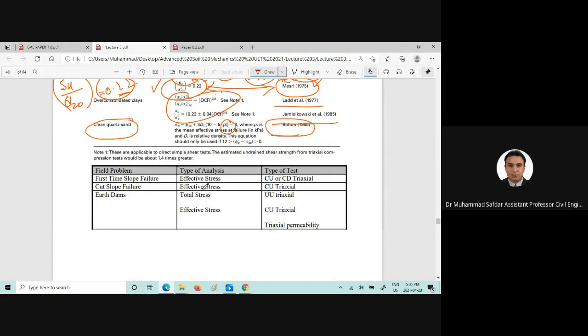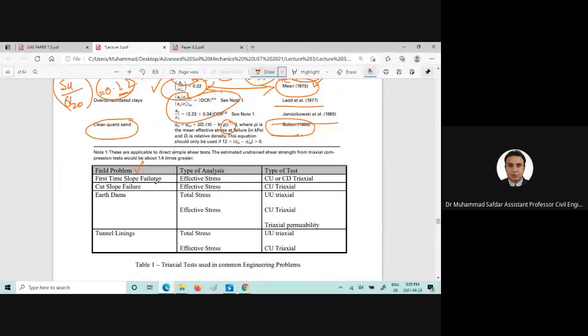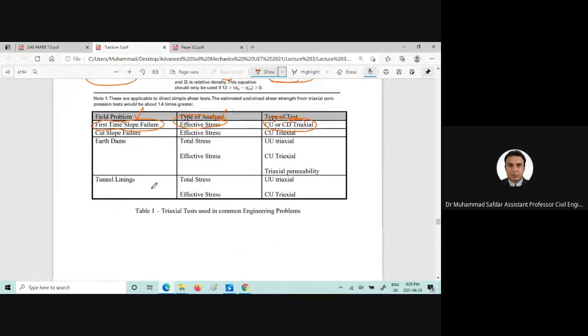Now, what are the different field problems where you will need the consolidated drained test or undrained test? If first-time slope failure is occurring, it's better to perform the consolidated undrained test and consolidated drained test, and to perform the effective stress analysis. Now if you want to perform the stress analysis on a cut slope, for example if we have a problem of a cut slope that initially also failed before, you need to perform the consolidated undrained triaxial test, and you need to perform the effective stress analysis.